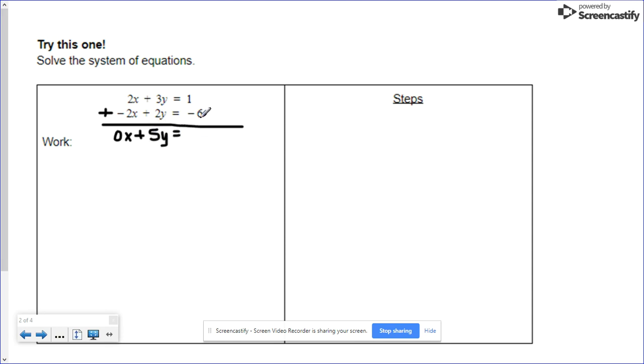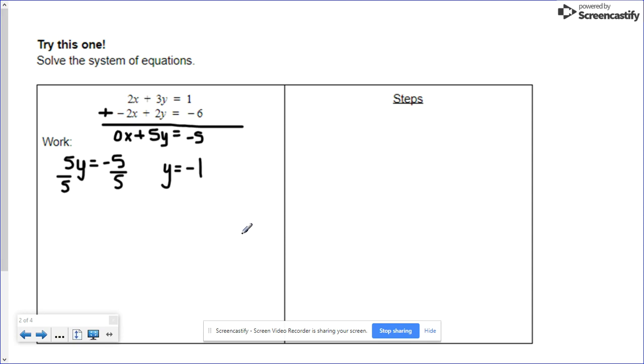And 1 minus 6, or 1 plus negative 6, is negative 5. Just like I said before, the 0 is irrelevant. You don't have to say that part. So I've got 5y equals negative 5. I'm going to divide by 5 on both sides, which leaves me with y equals negative 1.